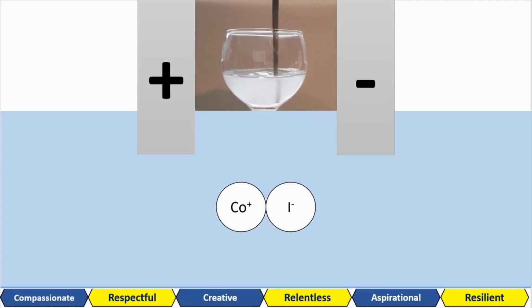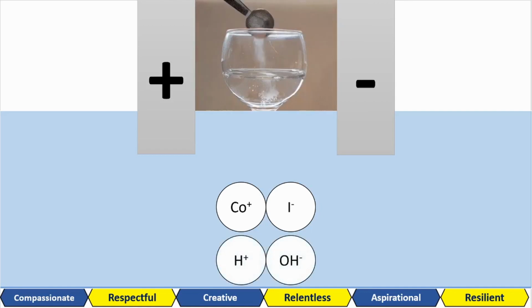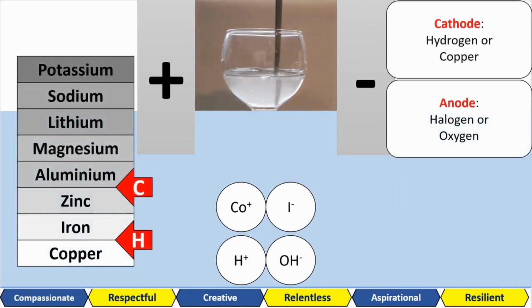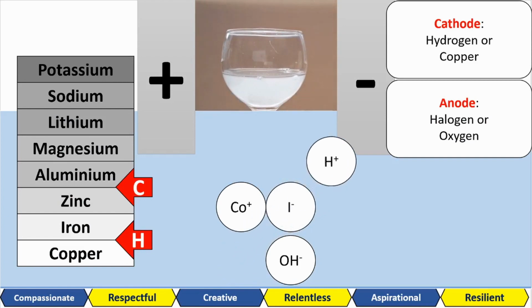Since it's an aqueous solution, we have our hydrogen ions and our hydroxide ions as well. At the cathode, either copper or hydrogen will be formed. We don't have any copper here, so it will be hydrogen that's formed at the cathode.